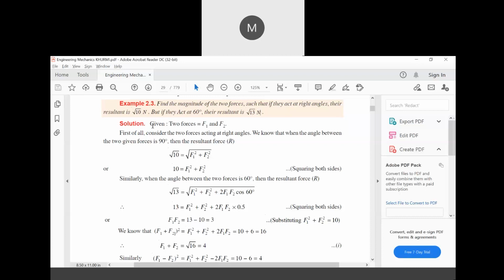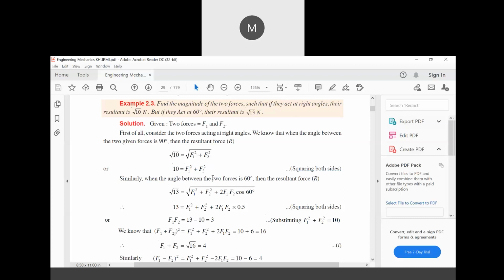Now, it is given two forces F1 and F2. First of all, let us consider that the two forces are acting at right angles. When the angle between the two forces is 90 degrees, then the resultant force R is root of F1 square plus F2 square. Squaring both sides, we get 10 equal to F1 square plus F2 square. So this is equation number 1.